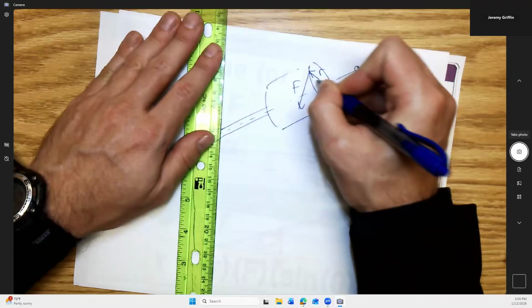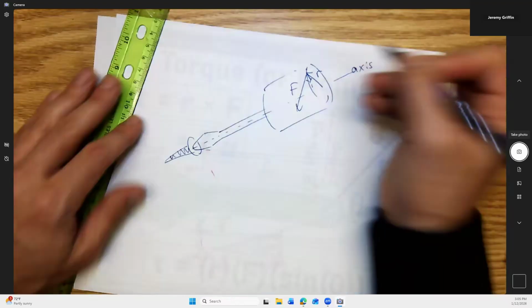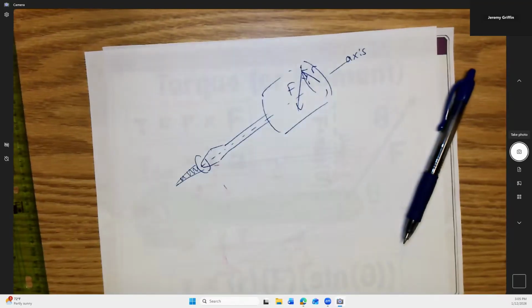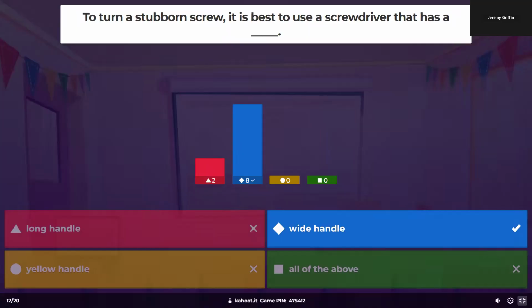So there's this force that's perpendicular to this radial arm, and you get a turning moment. So something to do with the width. If it's a wrench, you want a longer wrench. If it's a screwdriver, you want a wide screwdriver.